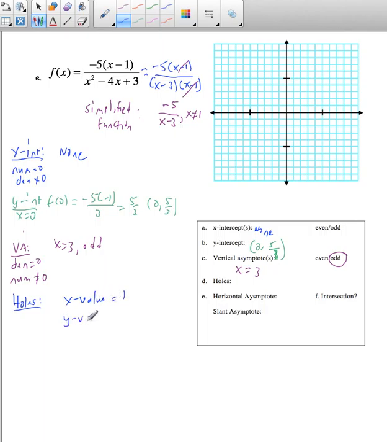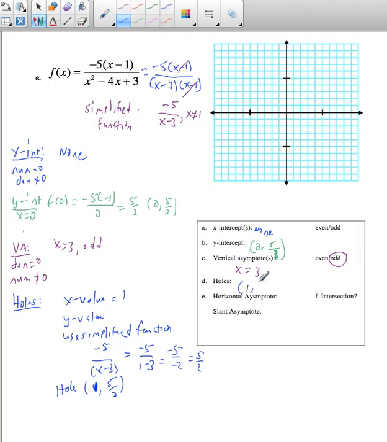To find the y value, we need to use the simplified function. So I'll write that down, use simplified function. So we're going to substitute x in here into the simplified function. So that would be negative 5 over x minus 3, which is going to be negative 5 over 1 minus 3, which is negative 5 over negative 2, which is 5/2. So we have a hole at (1, 5/2).